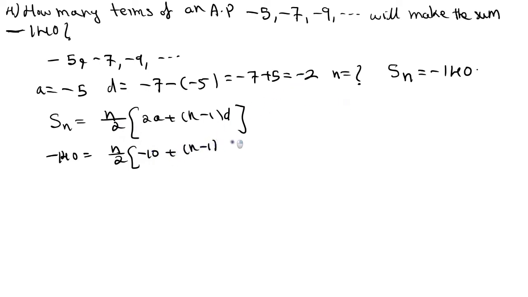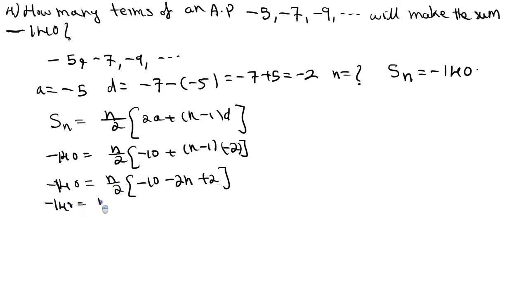What is the common difference? -2. Okay, -140 is equal to N by 2 into, see, -10, plus N minus 1 into -2, right? N into -2 is -2N. -1 into -2 is +2. In the next step, see, -140 is equal to N by 2 into, here you will get -8 minus 2N. Okay. Now further simplification is required.